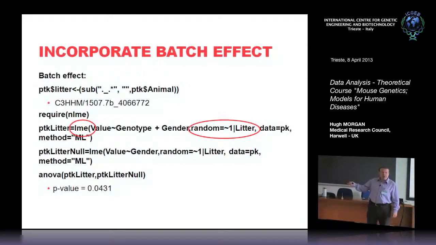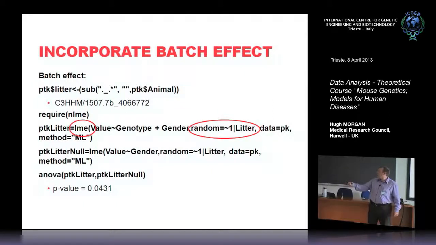Before I was using LM, which is linear models. This is linear mixed effect. So this is a mixed effect model. So it's a mixture between the fixed effects, like we've had before, as in genotype and gender, with this random effect, which is litter. So we're saying we don't actually know in each case what the litter effect will be, but we think it's likely to be consistent within the litter. So basically, this is the same function as before, value by genotype and gender, with this added term, random effect is litter.